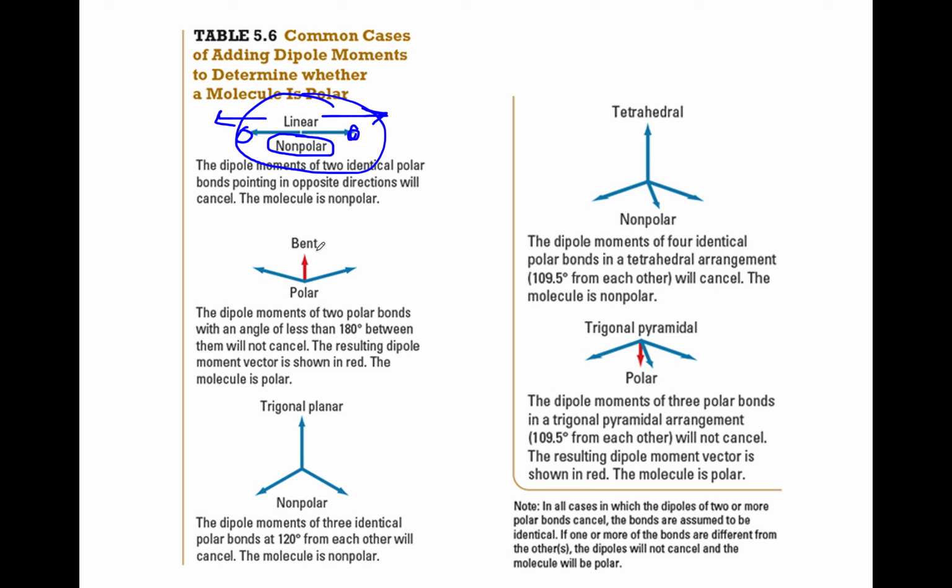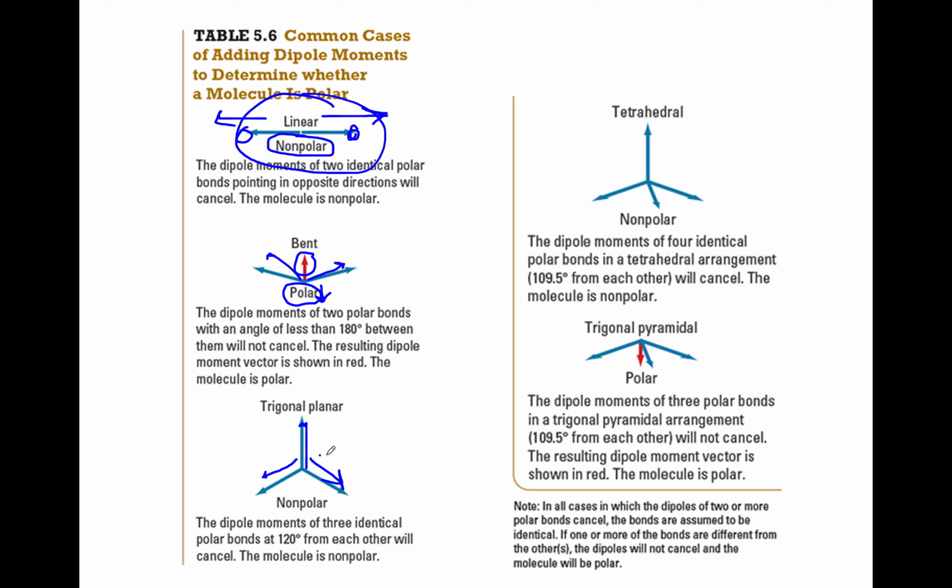In this case, bent, you can see the molecule is pulling this direction. Molecule's pulling a little off that direction. There's nothing pulling this way to cancel it, so there's a net dipole here. That's a polar molecule. Trigonal planar.